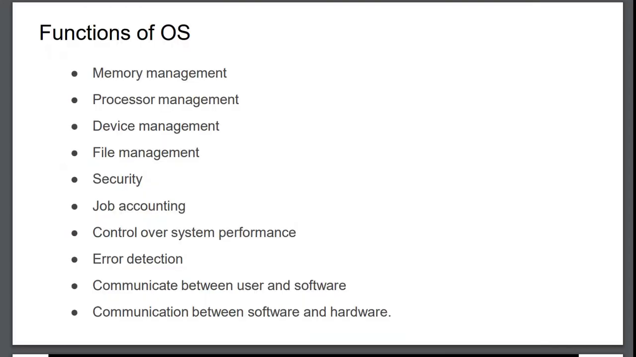The second thing is the functions of the operating system. The main functionalities of the operating system are given here. The first one is memory management, process management, device, file, security, job processing and accounting, system performance control, error detection, and communication between the user and software, and hardware.